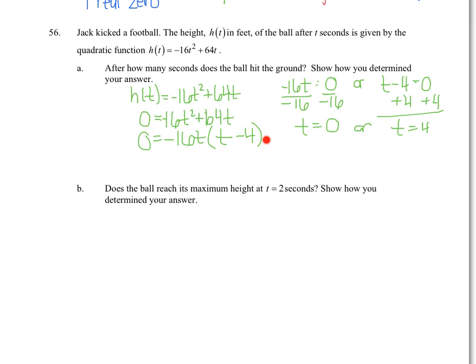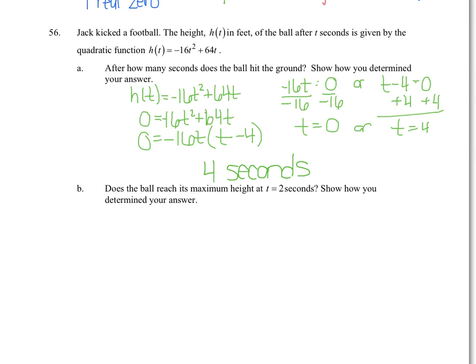When the ball starts, it's at time 0. When it ends, it's at 4. So it takes 4 seconds, and you should always put your units, for the ball to hit the ground. You could have done this problem by the quadratic formula, completing the square, factoring as I did. There's multiple ways to get the same answer.